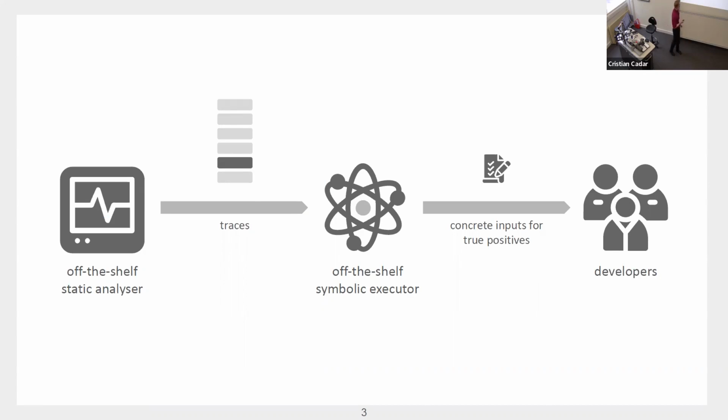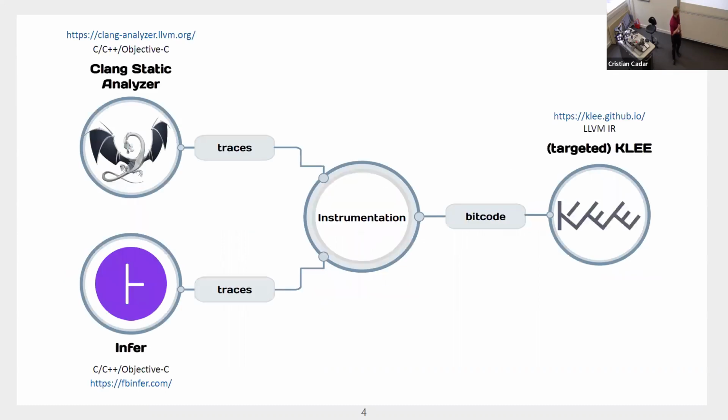So what we do now is we take the error traces from static analyzers and try to confirm them with a symbolic execution engine. And then when we confirm the true positive, or find a true positive, we have a concrete test case for the developer, so we can debug his program.